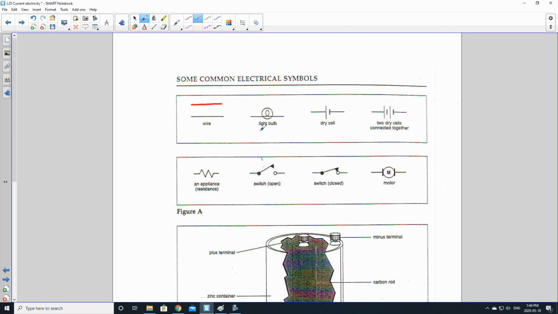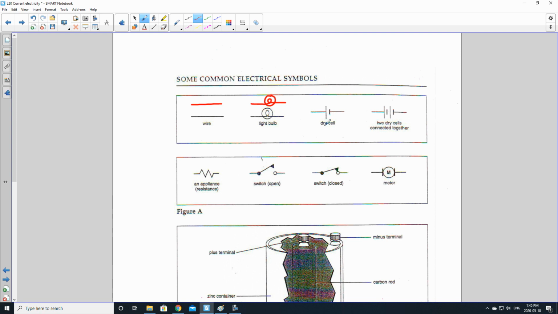Now, a light bulb, just in case you don't know how to draw it, I find that it's easiest if you do a cursive letter E, and then you just put a circle around it. I just want everyone to practice drawing these, okay?